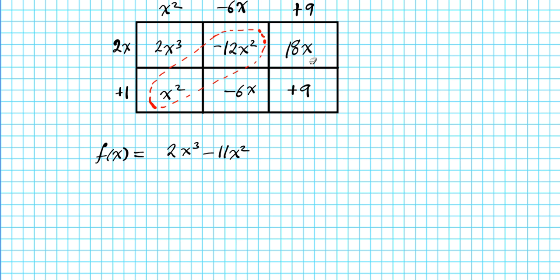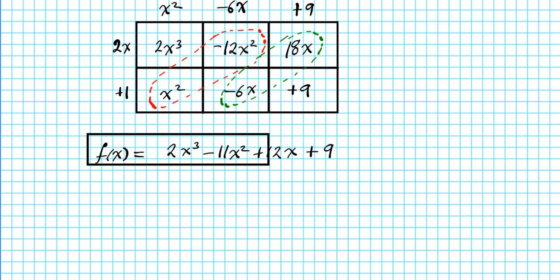Next diagonal, 18x and negative 6x, combine these two. That will yield positive 12x. And then the last constant right there has nothing to be combined with. It stands alone. And this, ladies and gentlemen, is the polynomial function with the zeros indicated earlier.